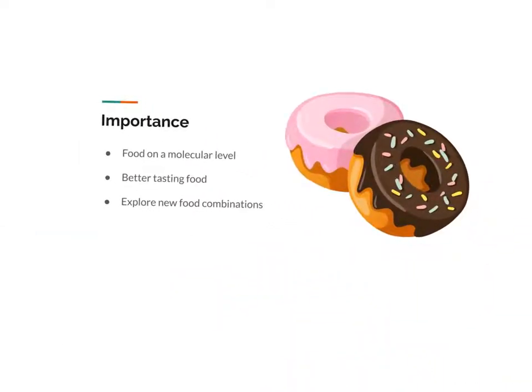So, why is it important to understand what is happening to food on a molecular level when it is being cooked? If we understand what happens to food on a molecular level, we can understand what gives it the taste and texture that we experience when we eat it. This can help us to create better tasting food or to hypothesize by using science what foods will taste well together.